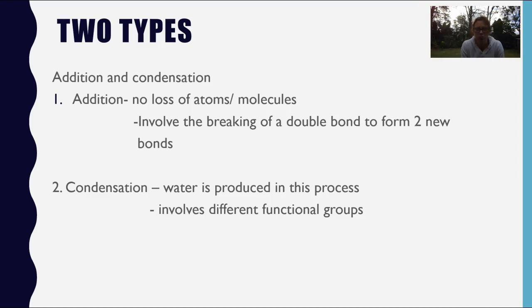Now, as mentioned in our initial dot point, there are two different types of polymerization. The first one we're going to look at is addition polymerization to form those 4 different types of ethylene products. But there's another type that we're going to look at a bit later, and that's condensation polymerization. Like with our addition reactions with our alkenes, in the addition reaction here, there's no loss of any atoms or molecules. It's simply breaking a double bond to form 2 new bonds. And in condensation, again as with normal condensation reactions, water is produced in this process, and it often involves a different number of functional groups.